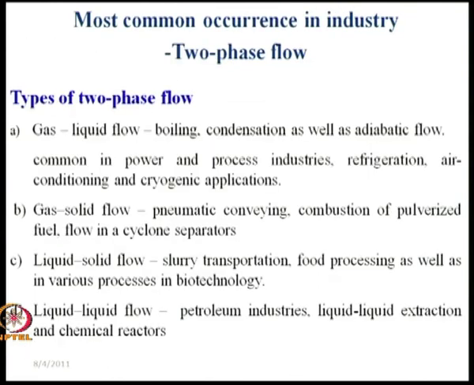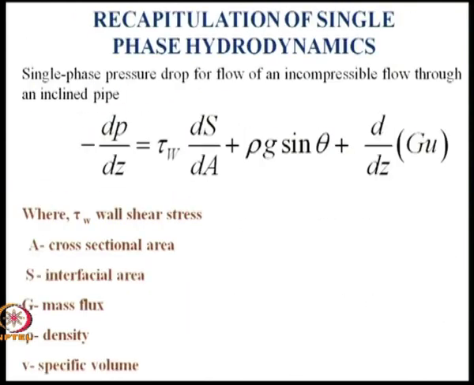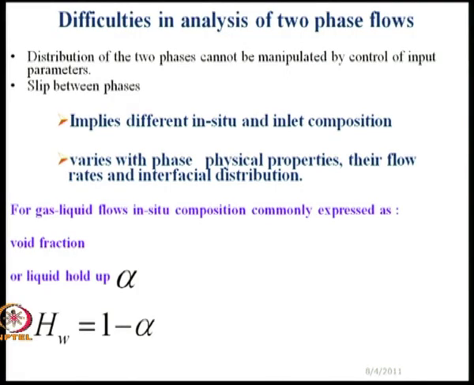So, therefore, what happens is there is a slip between the phases, as I had explained in the previous class as well. The lighter phase tends to slip past the heavier phase, and this particular slip velocity, as I have already discussed in the last class, depends also upon the distribution of the two phases, and of course, it varies with a large number of parameters as we had discussed in the last class.